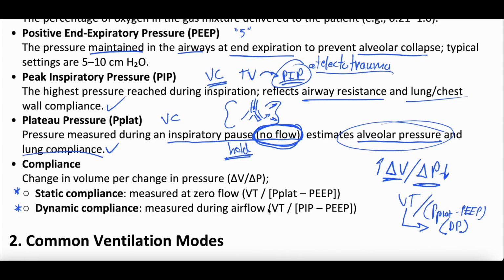There's no flow, and because there's no flow, that's why you take the plateau pressure, right? Because as we said, the plateau pressure is measured at an inspiratory hold with no flow. Okay. Whereas dynamic compliance is measured during airflow. So instead of the plateau pressure, you take the peak pressure. So that equation is the tidal volume divided by the peak pressure minus the PEEP. But these are more complex equations. The concept is compliance is related to the change in volume divided by the change in pressure. All right, that's a more important equation to remember rather than static and dynamic compliance. That starts to go down the road of complexity there.